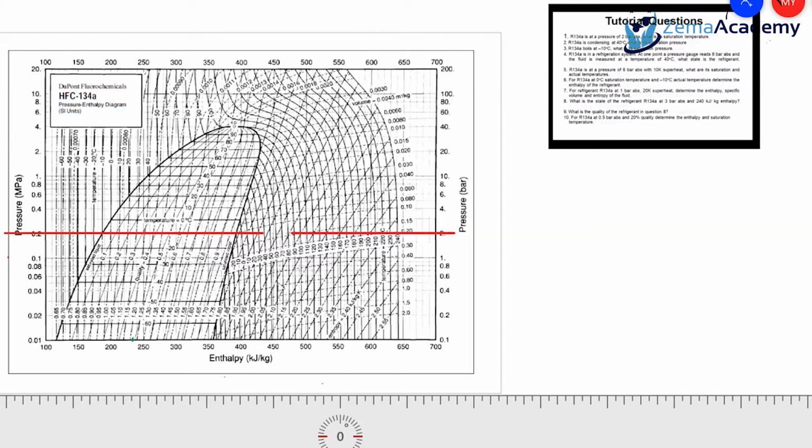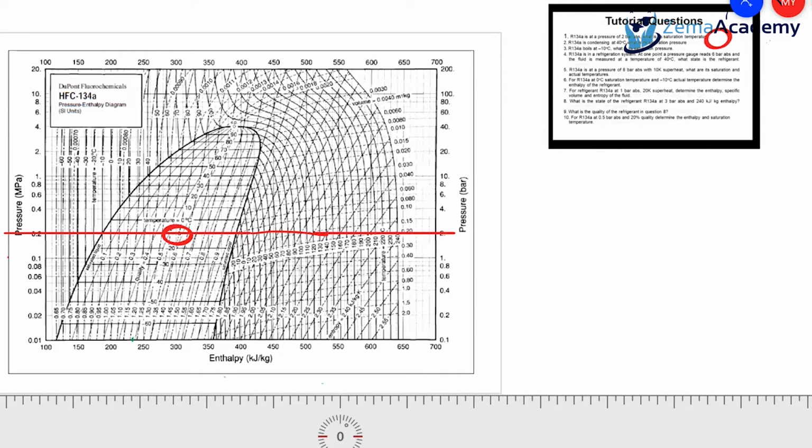So if you look at the horizontal line we've just plotted, what temperature do we see here? -10. -10. Again, I have given you the answer. If you look at the answer here, it says -10.